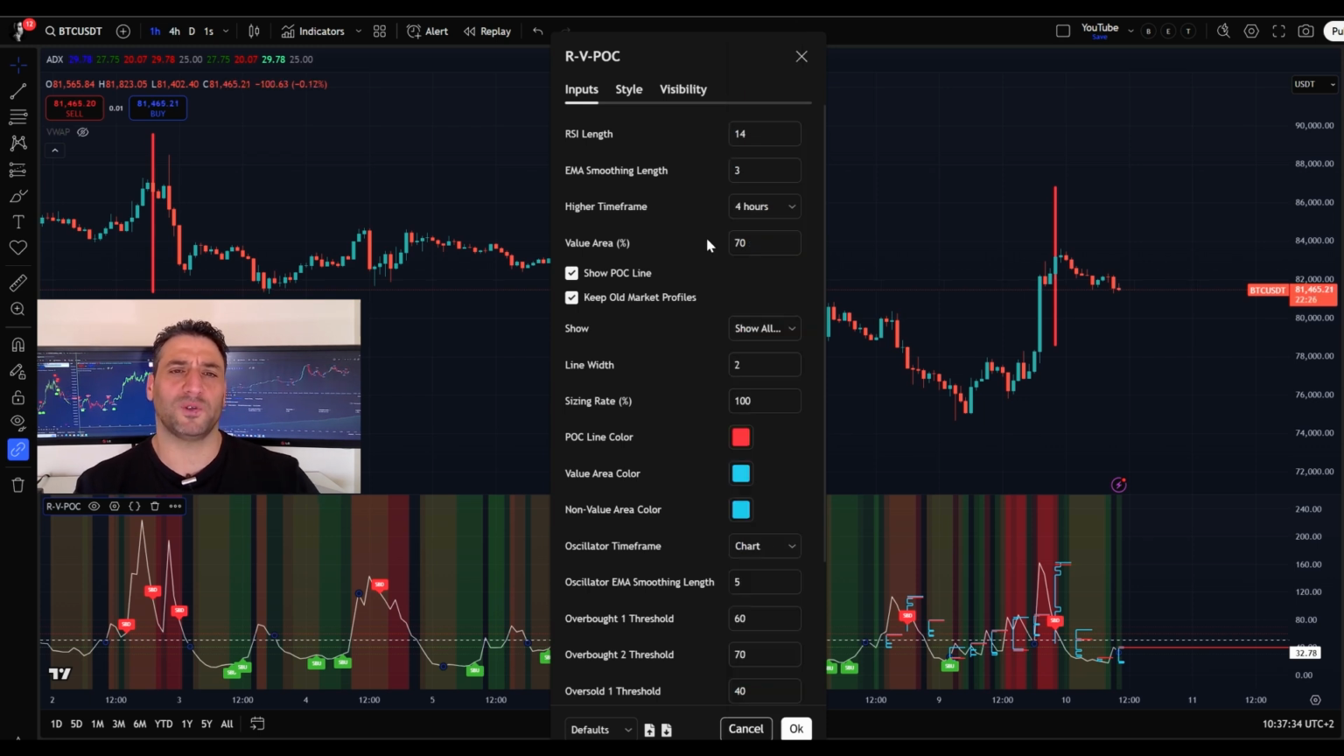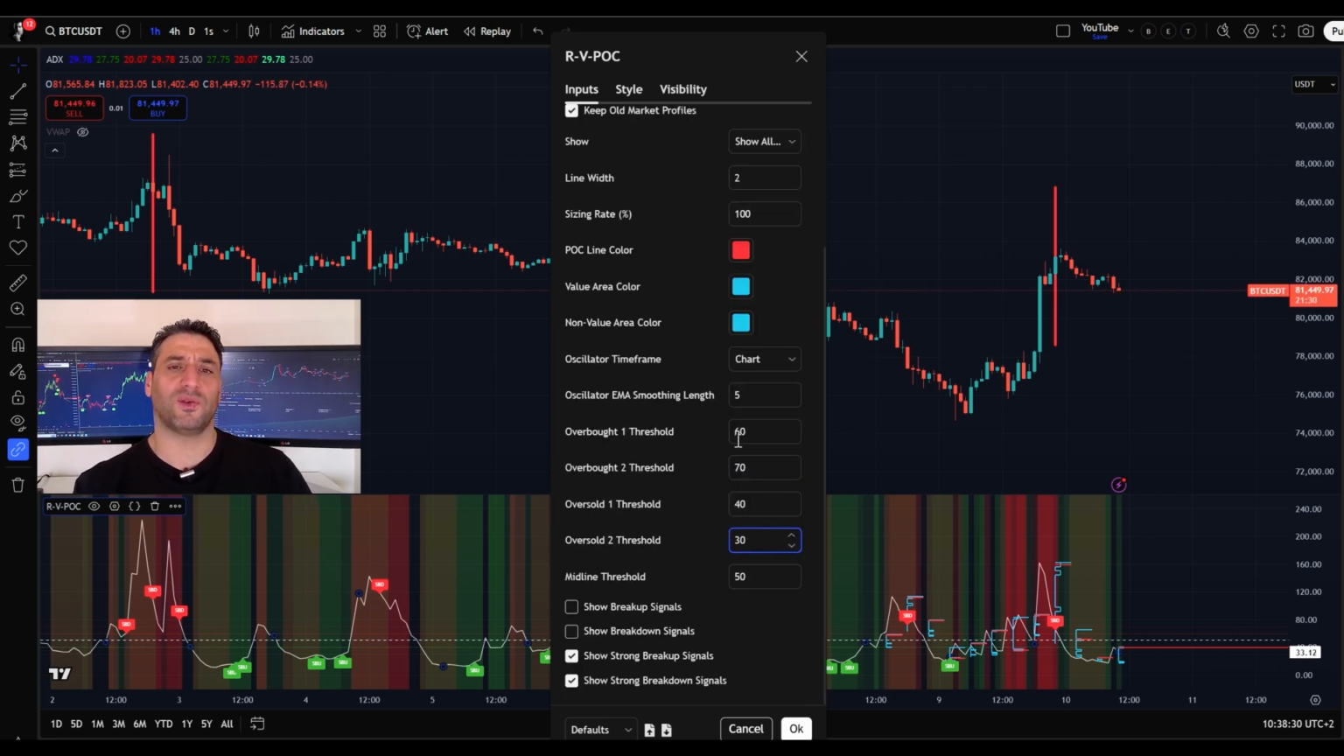Value area percentage, default at 100%. This determines how much of the volume profile is highlighted as the value area. Lower to 70% if you want a tighter value area around the POC, which can help you focus on the most significant levels. Show POC line, default true. You can toggle this off if you don't want to see the red POC line, but I recommend keeping it. It's a great reference point for support and resistance, actually.